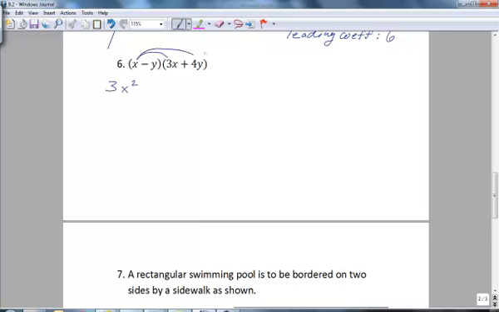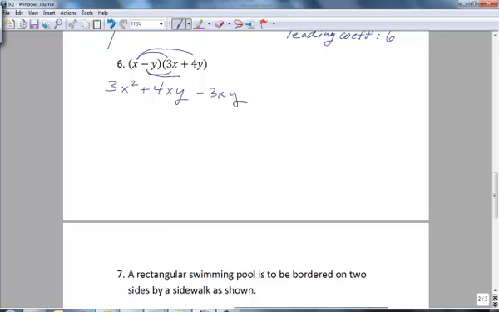Outers. X times 4y is simply 4xy, plus 4xy. No combining can be done there. All right, and then we got negative y times 3x for my inners. So that would just be minus 3xy.